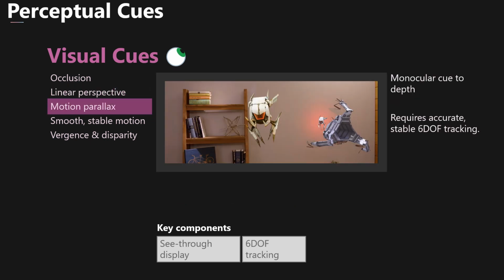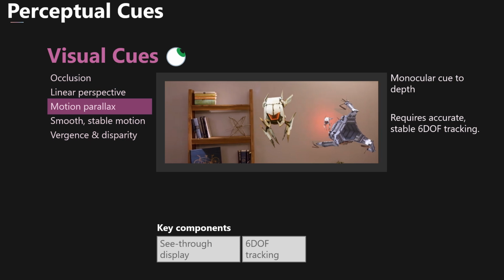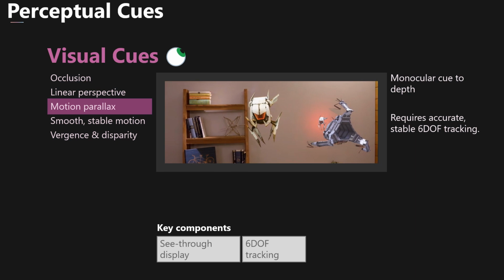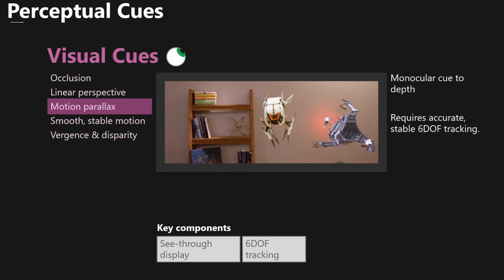Another monocular cue to depth is motion parallax. Motion parallax essentially refers to how closer objects seem to move more across our field of vision than distant objects as we move our heads. For instance, you can see this floating robot translate more across the field of view than the shelf as the camera shifts side to side.